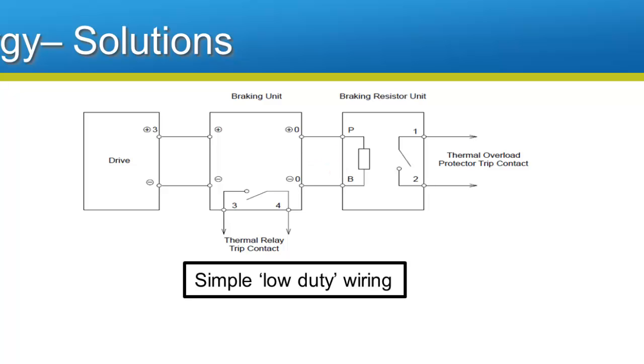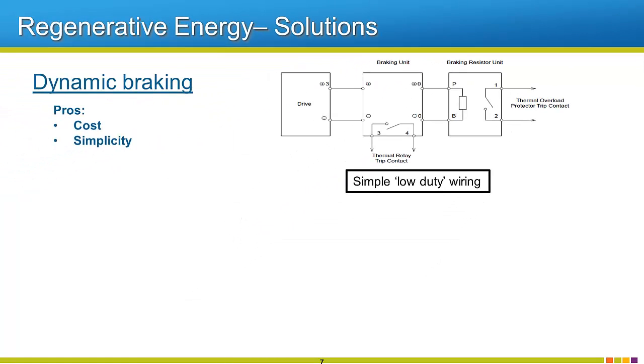This method is primarily chosen due to the relatively low cost and simplicity in the wiring and installation. However, with dynamic braking, there is no energy savings. All of the energy dumped onto the resistor is burned off and wasted as heat.